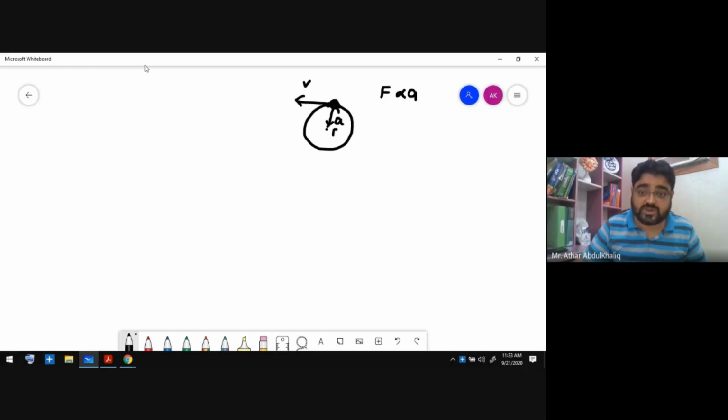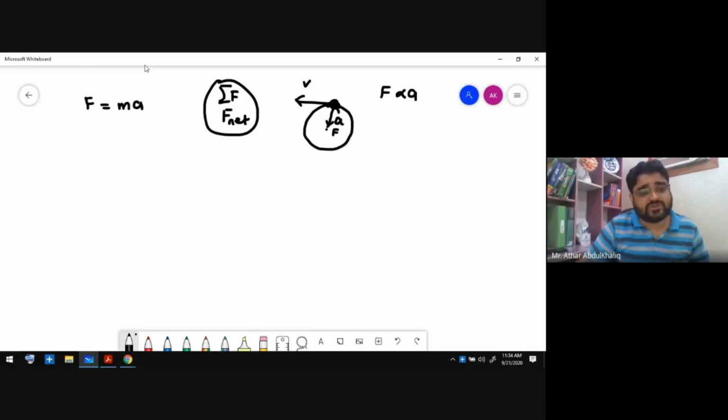That force keeps the object in the moving circular path. According to Newton's second law, F is equal to ma. I am not writing this sigma sign. We know that it is F net. So if you use this sigma sign F, or if you just write F net, both are the same, or just for simplicity, I am using F only. So F is equal to ma.